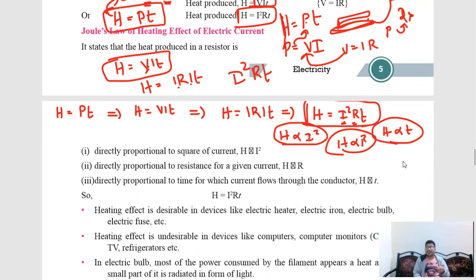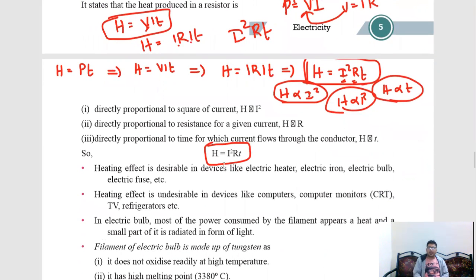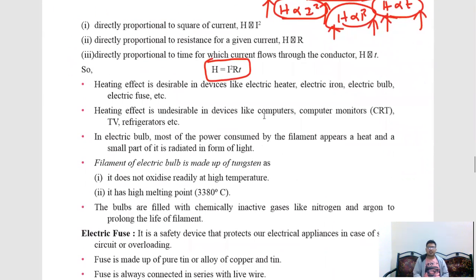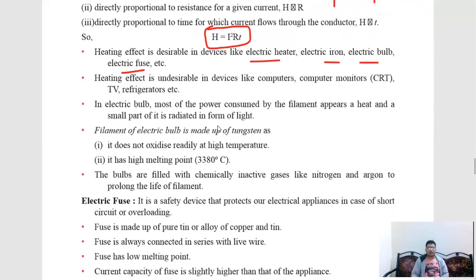I told you, if you are sending current for 1 minute, how much heat can you produce? If you are sending for 10 minutes, how much heat can be produced? If you are sending for 20 minutes, how much heat is produced? When time is increasing, the amount of heat generation also increases. So from all this, you can say H is equal to I square RT. If current is increased, heat is increased. If resistance is increased, heat is increased. If time is increased, heat is increased. Simple concept. Electric heater, electric iron, electric bulb, electric fuses, everything uses this concept only.